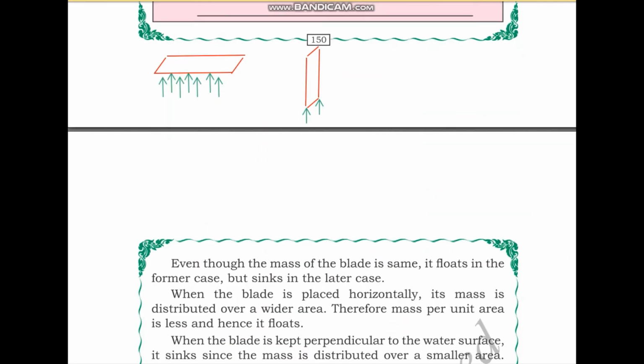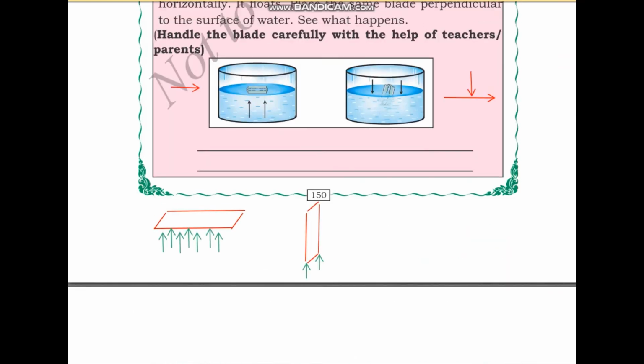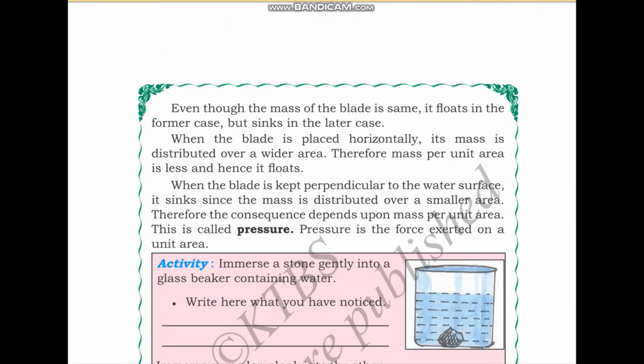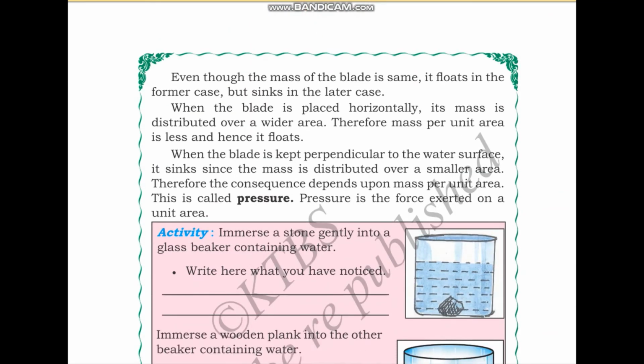This is why, even though both blades are of the same mass, it's the same blade, so the weight would be the same, when you place it horizontally, it floats. When you place it vertically, that is perpendicular to the surface of the water, it will sink. Even though the mass of the blade is the same, it floats in the former case and sinks in the latter case. Former means the first case, latter means the second case.